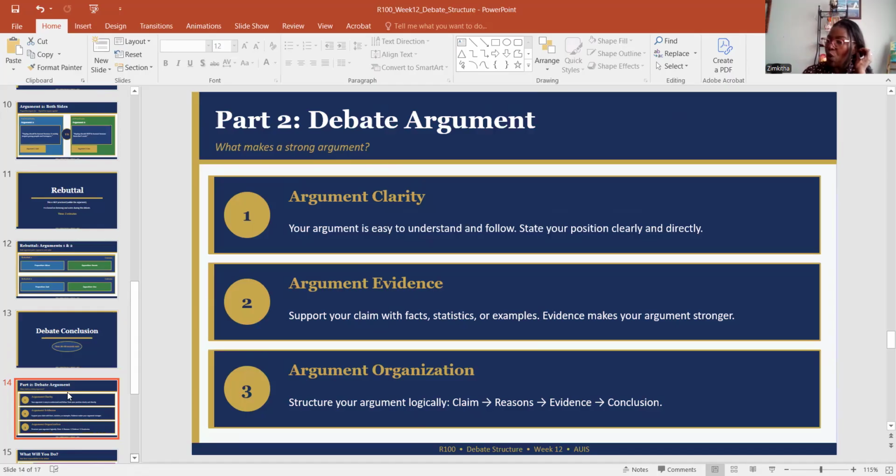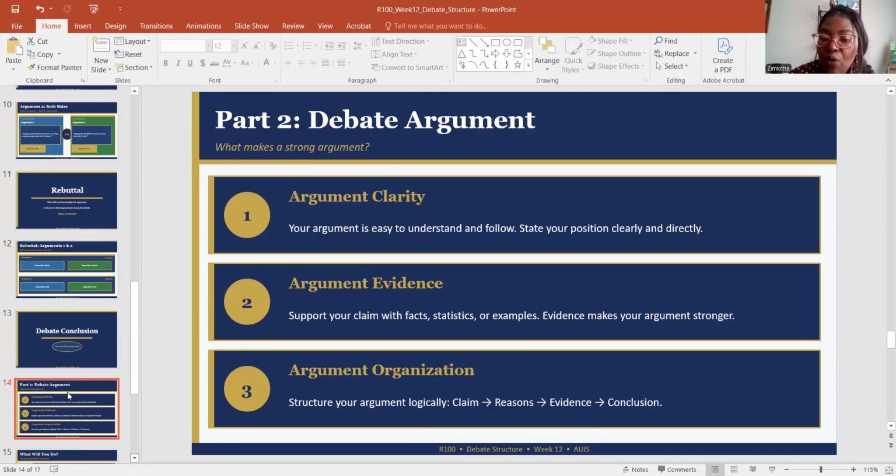No, difficult words won't help you, especially if you don't use them. It's better to use words that you understand and you know, and you can use them effectively. Okay. Argument with evidence. Support your claims with facts, statistics, or examples. Evidence makes your argument really strong. And that's why I say to you, follow the PEEL method. Point, evidence, explain, and link. Okay.